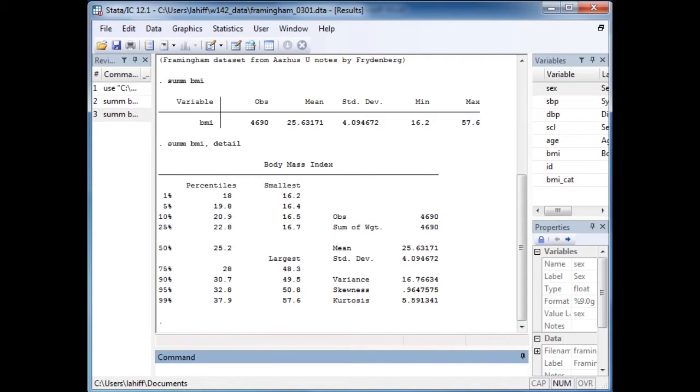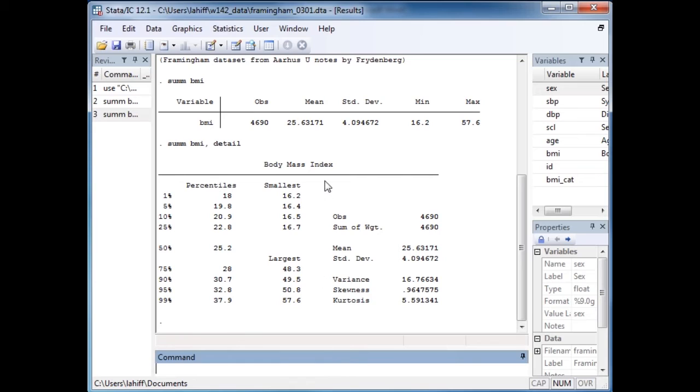When you're trying to use Stata to get these percentiles, be sure that you don't read too far into the middle column. Stata always gives us, with the summary detail, the 4 smallest observations in the data set and the 4 largest observations in the data set. So if you're looking for the 25th percentile, be sure you stop here in the first column at 22.8 and you don't go sliding over to 16.7. 16.7 is a very small BMI. It's the 4th smallest in this data set.